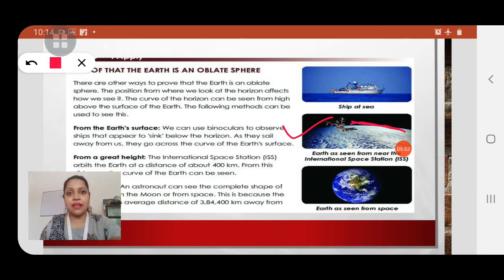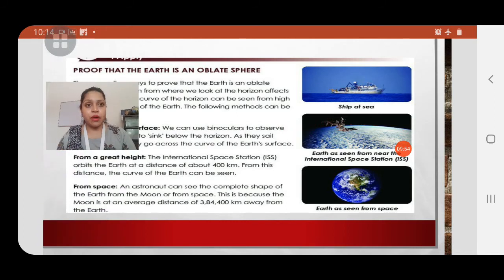Then lastly we have the proof from space. If we go to space, if we go to the moon, then the distance will be very much, and an astronaut can see the complete shape of the earth. The whole earth can be seen from the moon or from space. This is because the moon is at an average distance of 3,84,400 kilometers away from the earth. So at this distance the whole earth can be seen, and so it can be concluded that the earth is an oblate sphere. So children, we shall stop till here.